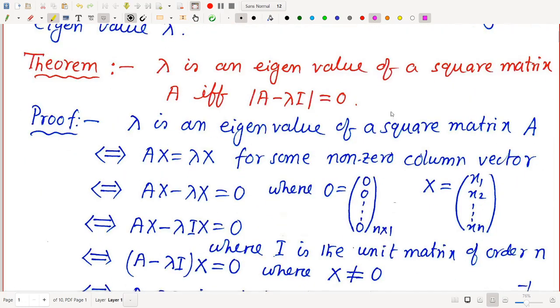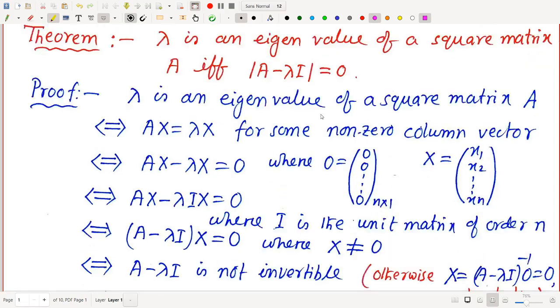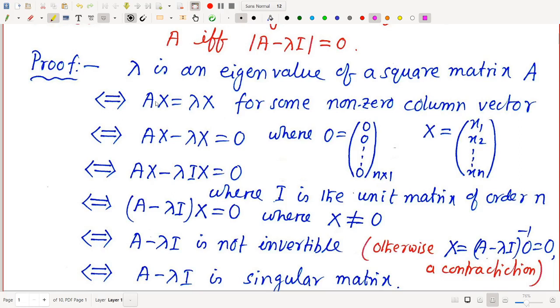Now, how to calculate eigenvalues? This theorem will tell us. Lambda is an eigenvalue of a square matrix capital A if and only if determinant of A minus lambda I is equal to 0. That is, lambda is the root of this equation. So, let us see the proof.